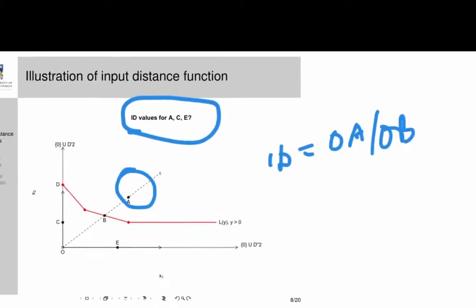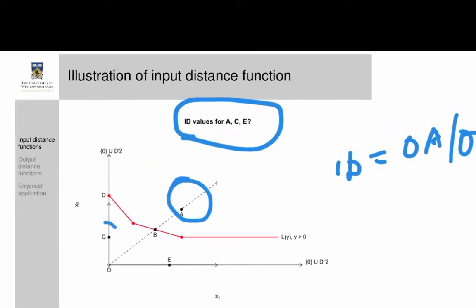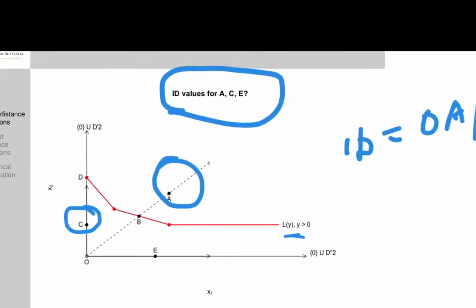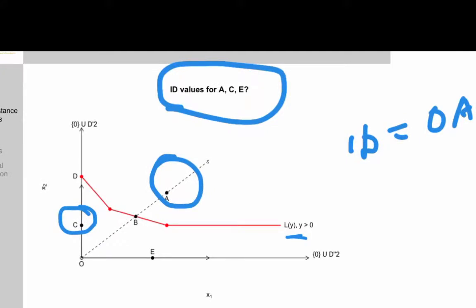What is the input distance function going to be at point C? If we look at the isoquant now, the isoquant for producing output Y joins the Y-axis. Looking at point D, we see that if you are using only x2 and 0 amounts of x1, you could produce Y, because there is a point on the y-axis where it is possible to produce Y. You just need to use the amount of x2 indicated at point D.